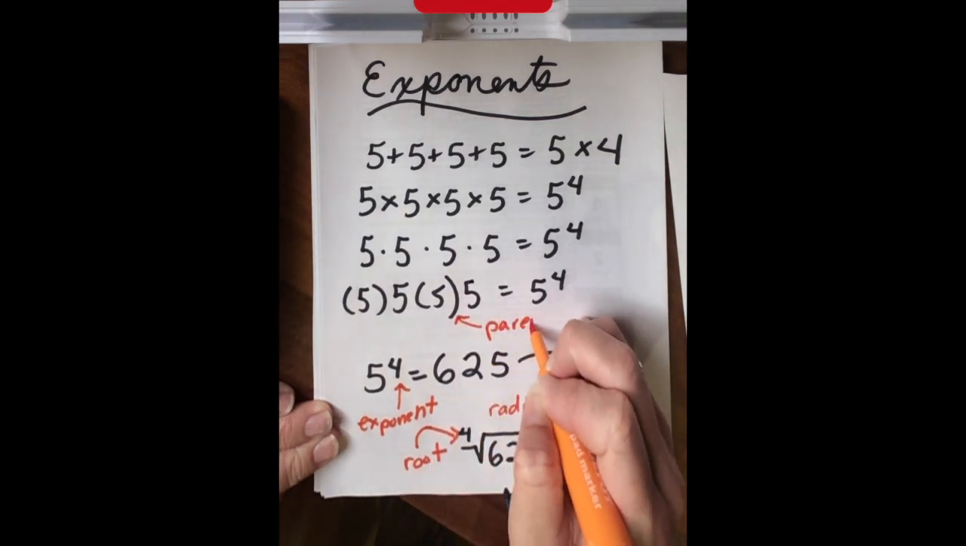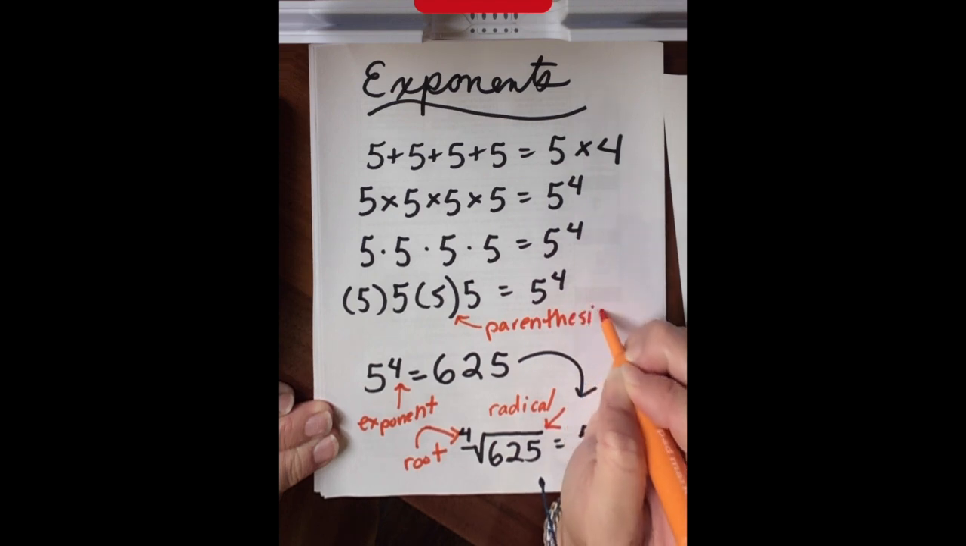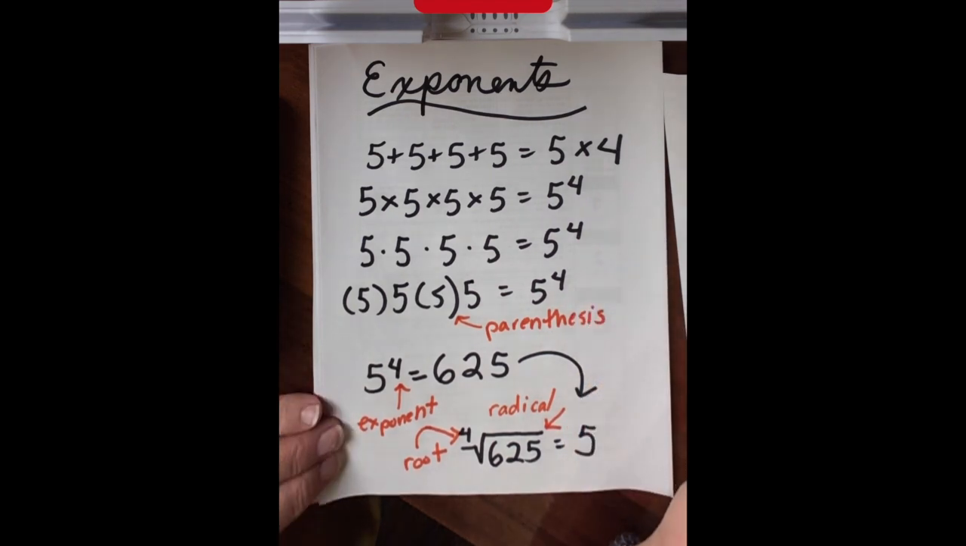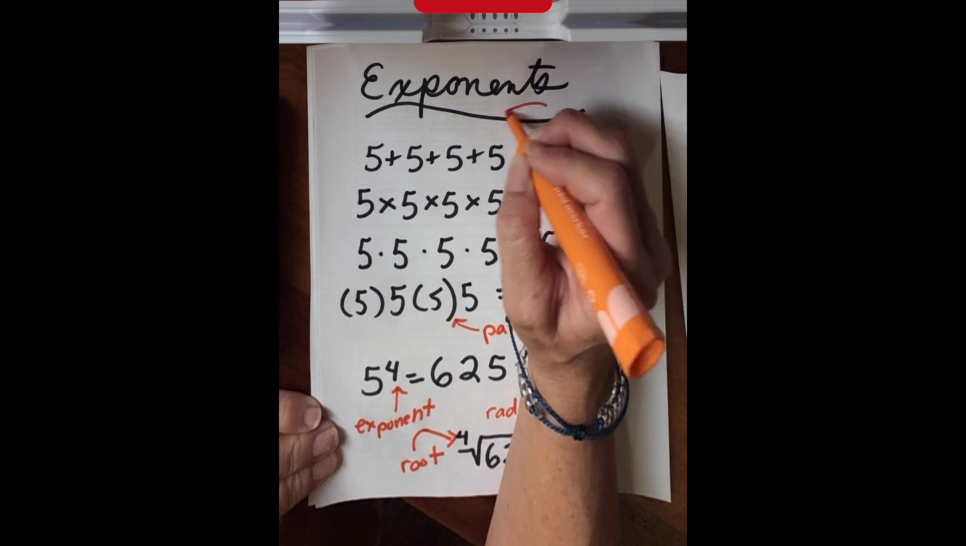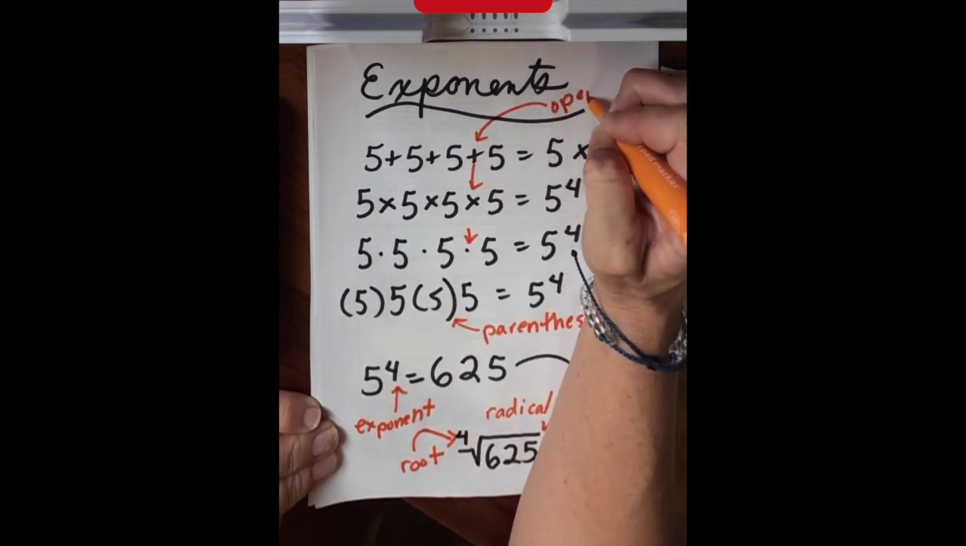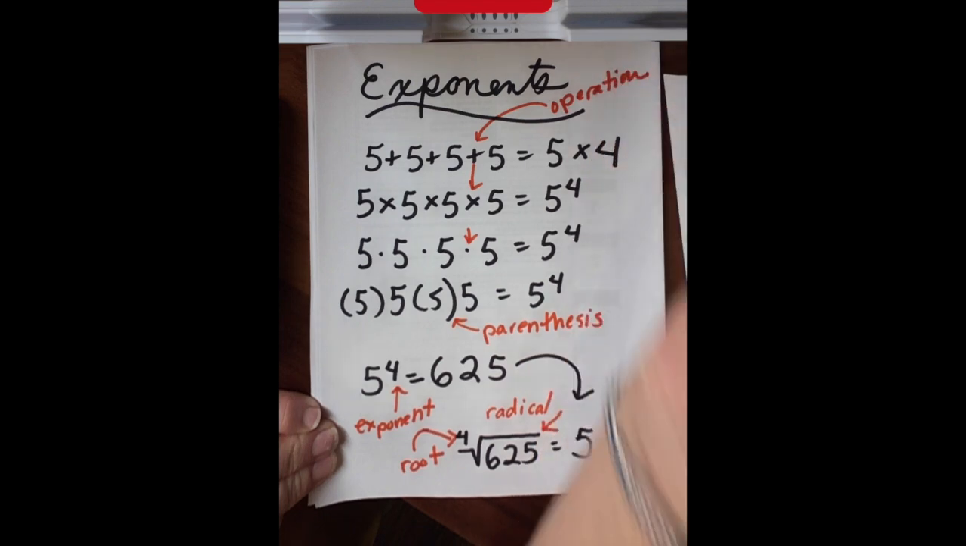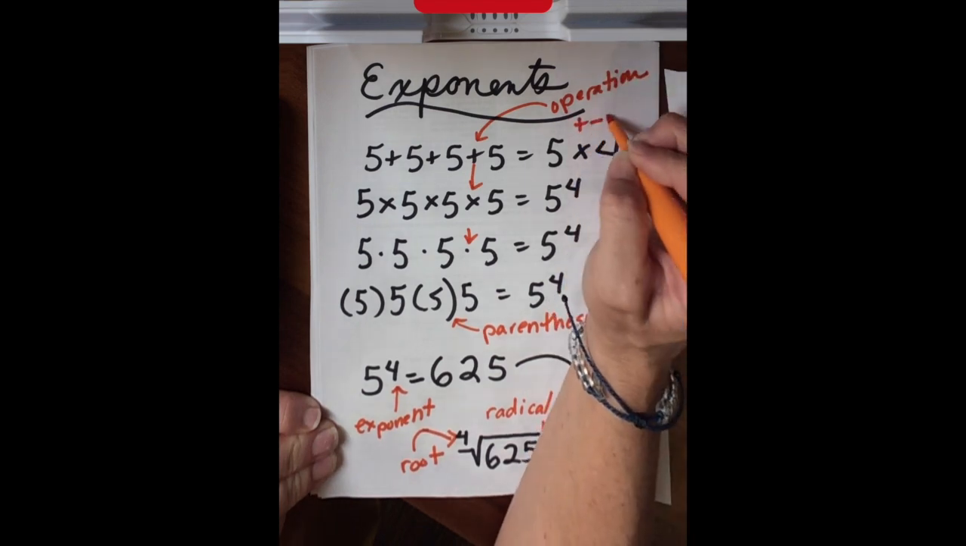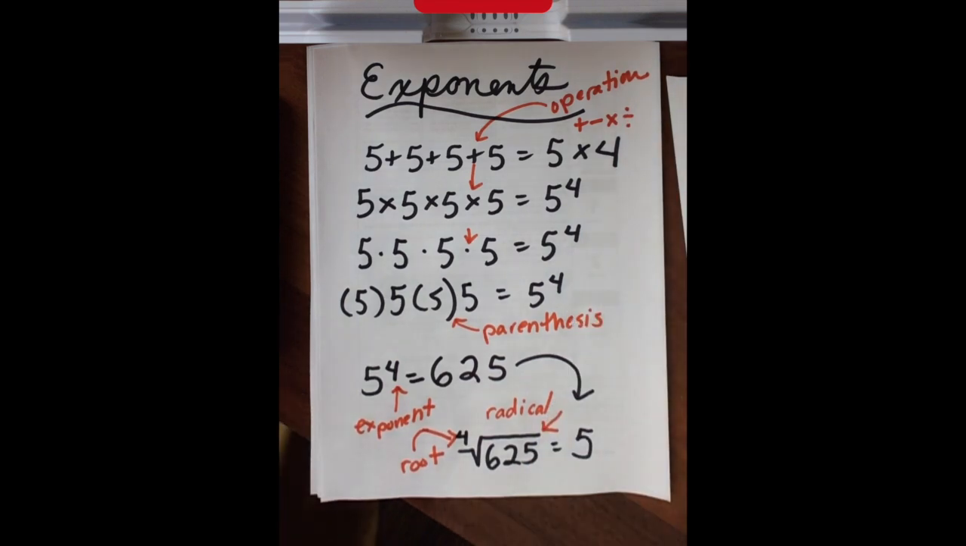So I told you that we used parentheses. And when you see a parentheses with no operation, that just means to multiply. And I used some other operations here. There are, in fact, 4 operations that we typically use, and that's addition, subtraction, multiply, and divide. Those are the 4 main operations that we use in math.